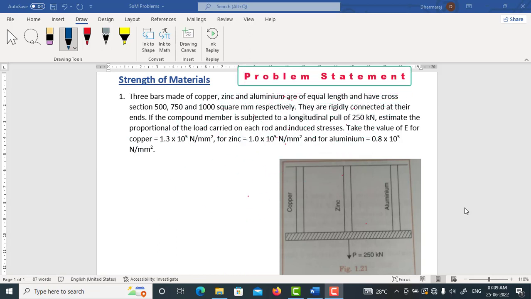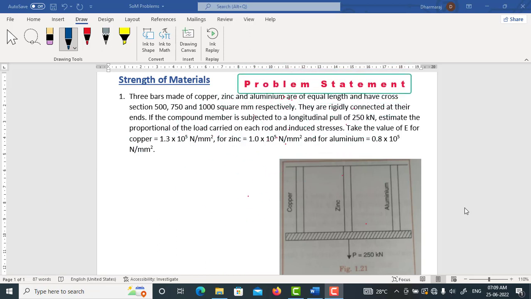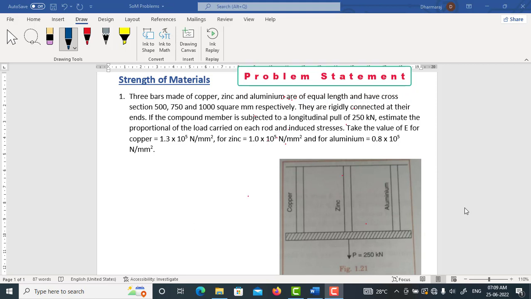Good day to all. Today we are going to see a strength of materials problem that is to be solved theoretically as well as in ANSYS APDL. So here is the problem statement.